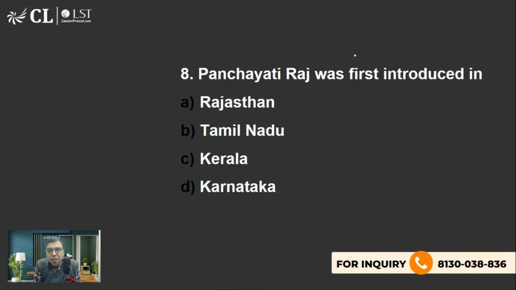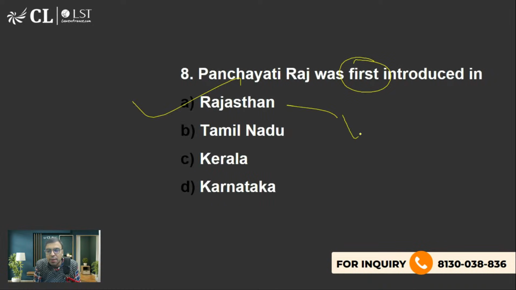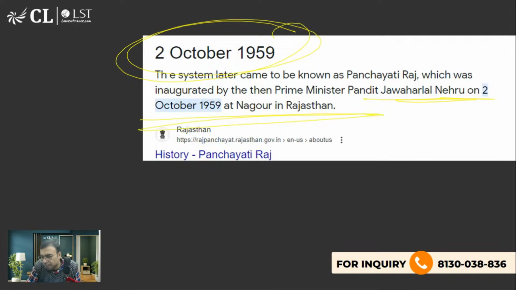Okay, let's move on to the next one. Panchayati Raj was first introduced in Rajasthan, Nagaur district, 1959. At that time, it was not mentioned in the constitution. Later on, the Panchayati Raj was added in the constitution by 73rd Amendment. So A is the right answer to this question. October 1959. Nagaur district, Rajasthan. ठीक है, ये सब पूछते हैं कभी-कभी.